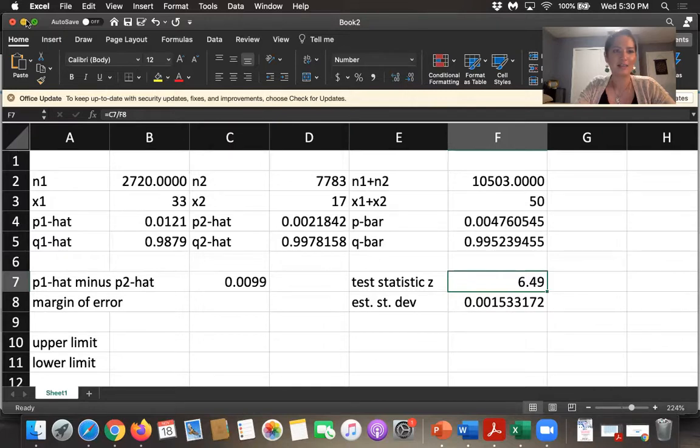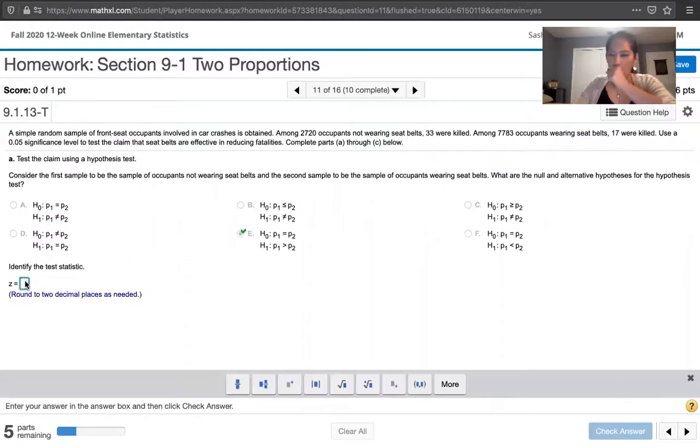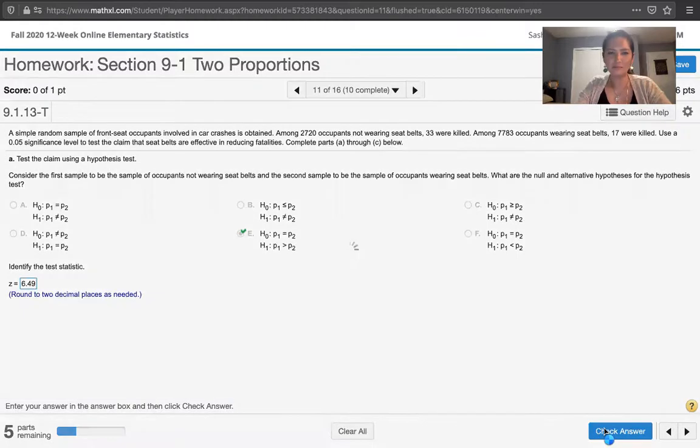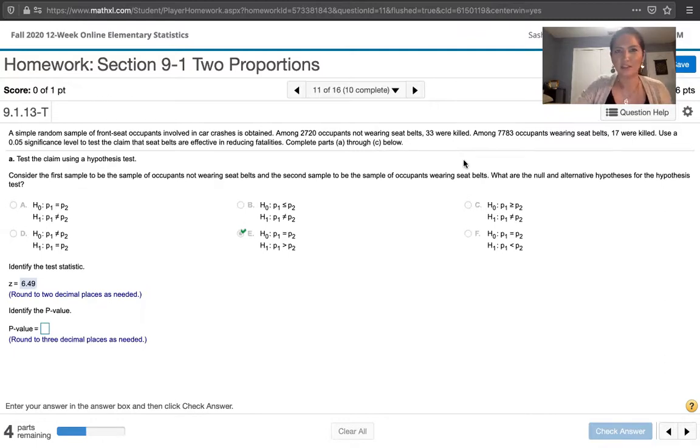Okay, so we've got our test statistic Z. Let's enter that in MyLab Statistics. Excuse me, 6.49. Okay, great. And then we want the associated p-value. Now, since we have a z-score that is higher than 3.5, if we use table A2 to find the corresponding p-value, we're going to get 0.0001. Actually, let me share my paper with you just so that we can talk through this again.